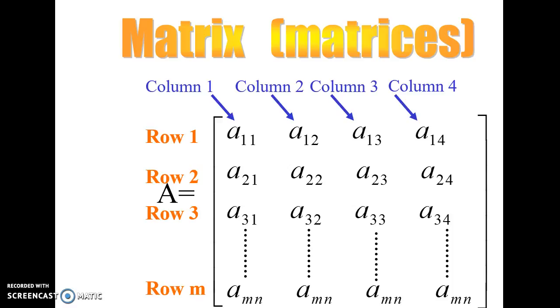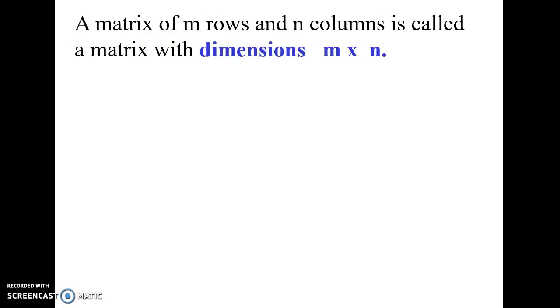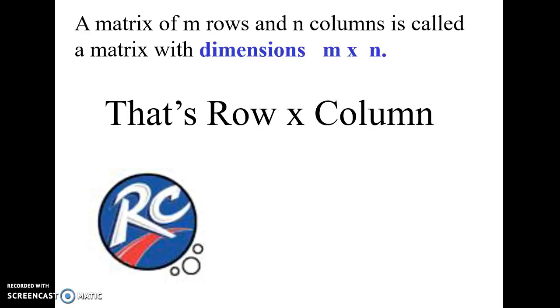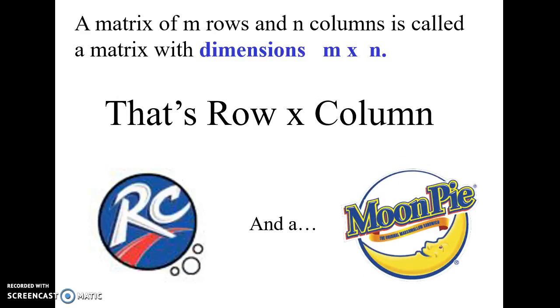That includes when you're talking about the dimensions of your matrix. A matrix of m rows and n columns is called a matrix with dimensions m by n. That's row by column. There's tons of ways of trying to remember this, but my favorite, since I'm born and raised in Georgia, Southern girl at heart, is that I always remember RC Cola and a moon pie. RC Cola means your rows and columns, and then we throw that moon pie on the end because that's just a Southern combination.